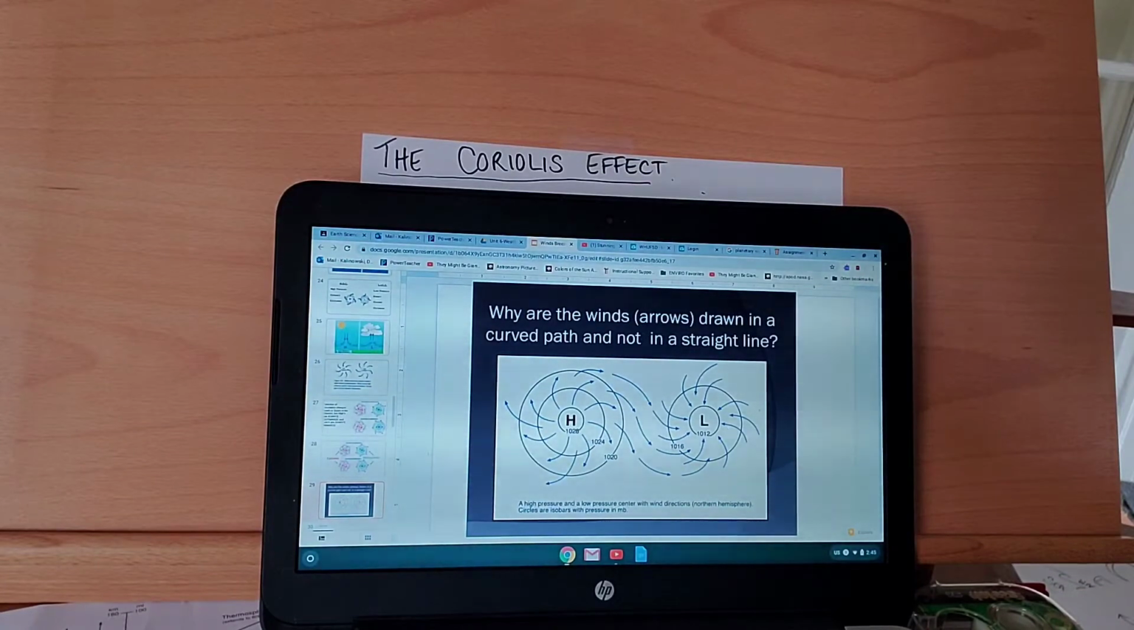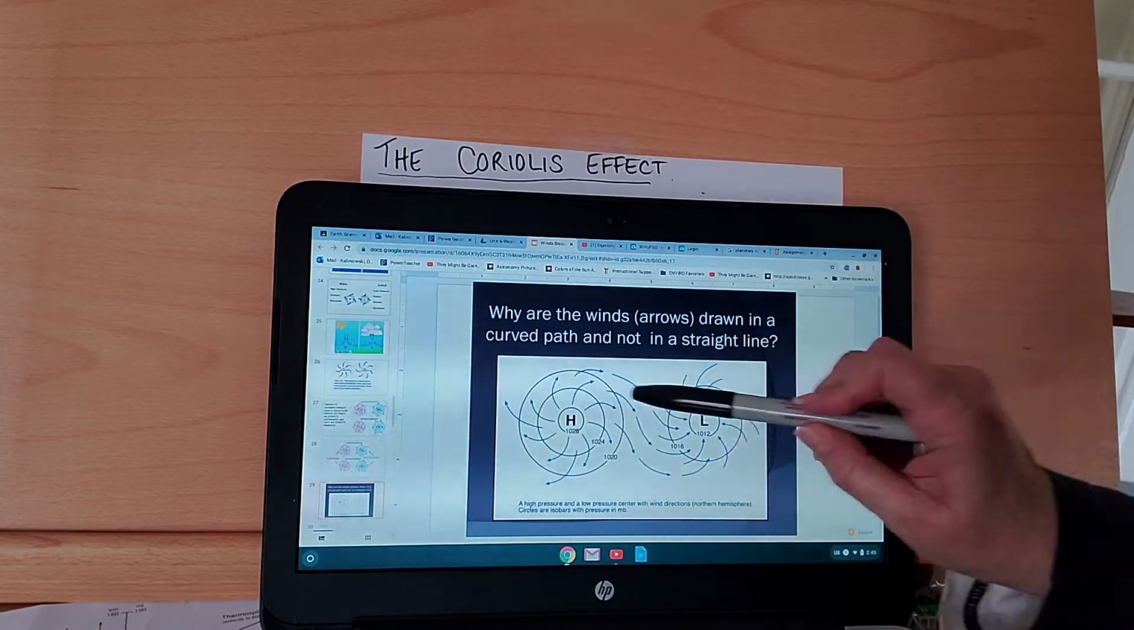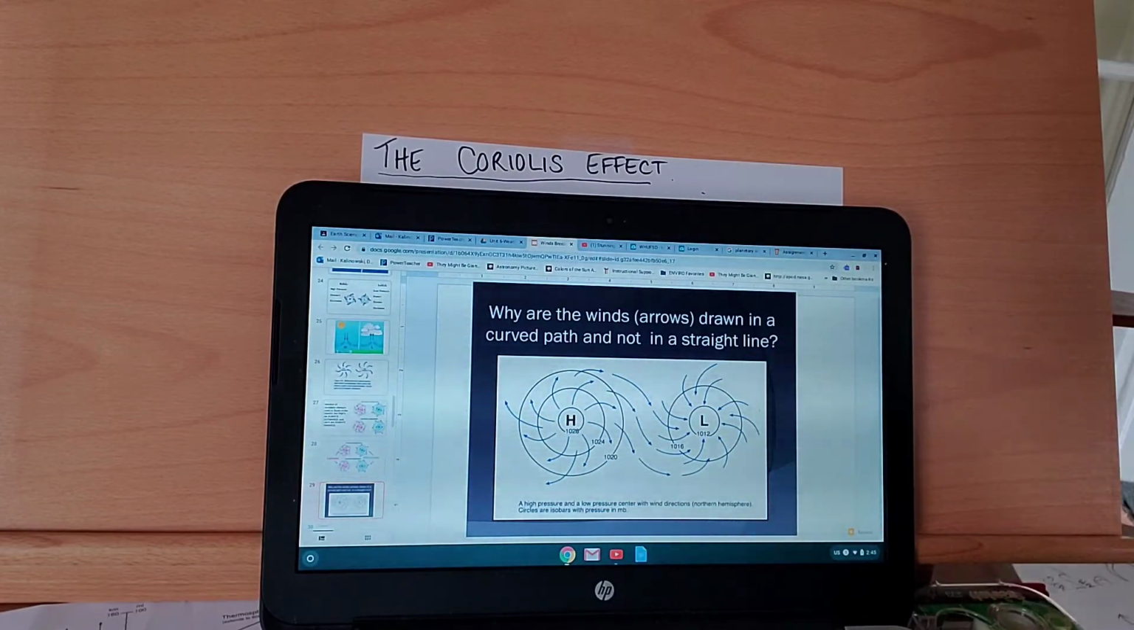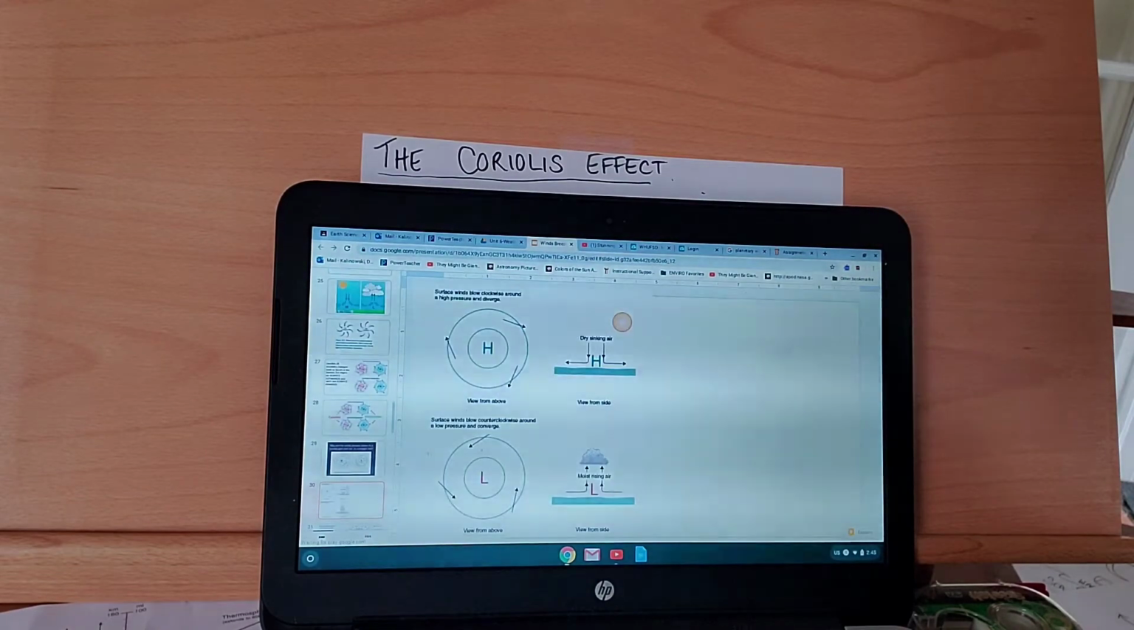Remember, why are the winds drawn in curved paths instead of straight lines? Why are they curving? Why aren't they just blowing from high to low pressure, from poles to the equator, from cool to warm? The answer is our beautiful Earth rotates. 15 degrees per hour, we're spinning. And so the air spins also. High outward clockwise, hock. Low inward counterclockwise, lick.